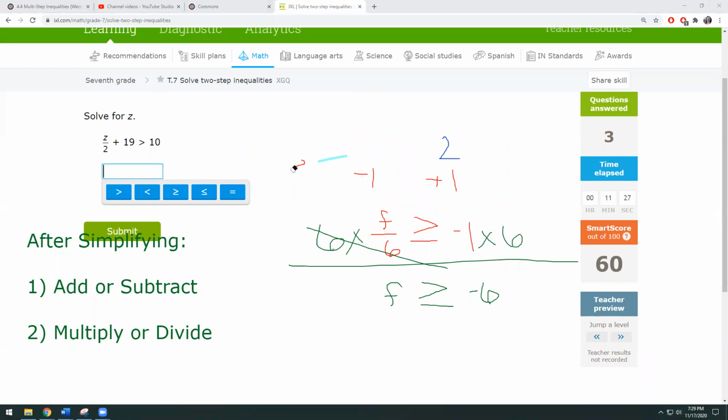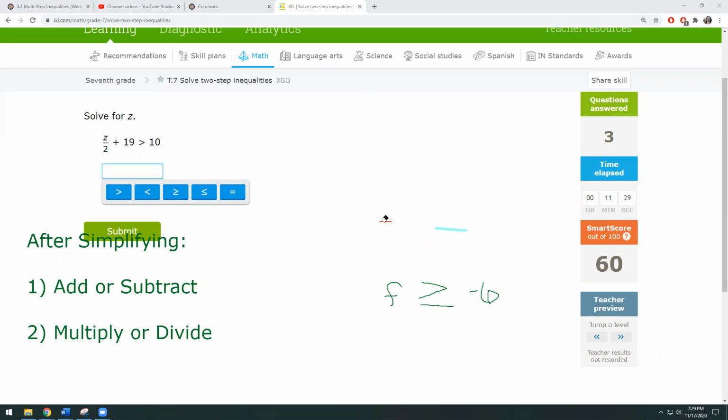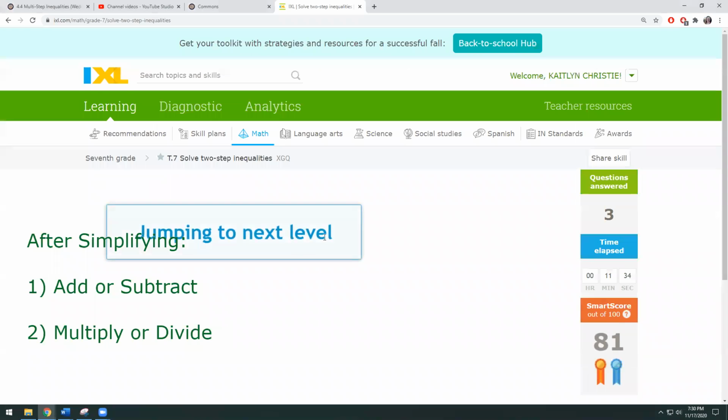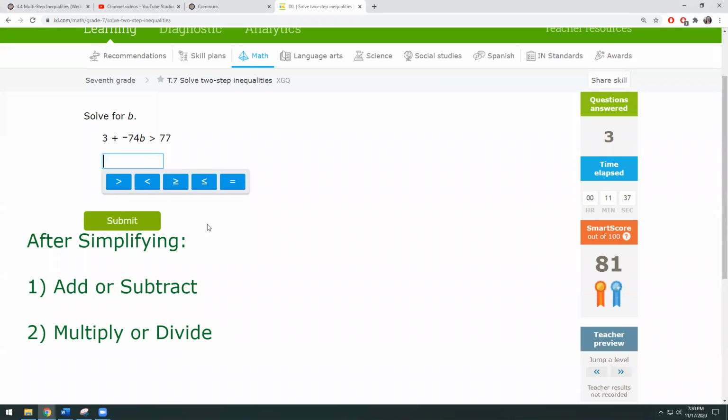Let's erase all of this. And then I want to jump to a problem like this. So you might run into one of these types of problems as well. We have 3 plus negative 74 B is greater than 77. So these are big numbers. But that doesn't matter because we've got a calculator, or we could just use our brain because we are smart.